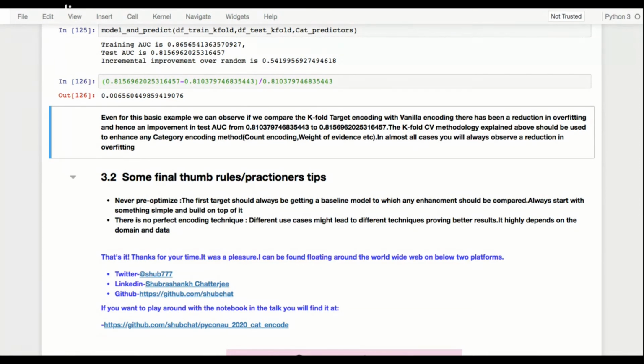The second is a derivative of the first point that I mentioned. There is no perfect encoding technique. Different use cases, different data, different domains, different techniques might be useful. So as we experiment more and more, we'll probably learn more about it.